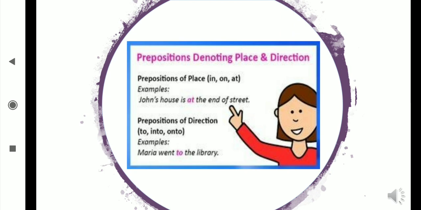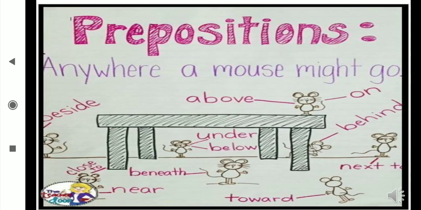Prepositions of direction: to, into, onto. For example, Maria went to the library. There is a relation between Maria and the library, and we are using "to" to show it. "To" comes under the prepositions. Now here are some examples which show the relation between two nouns.